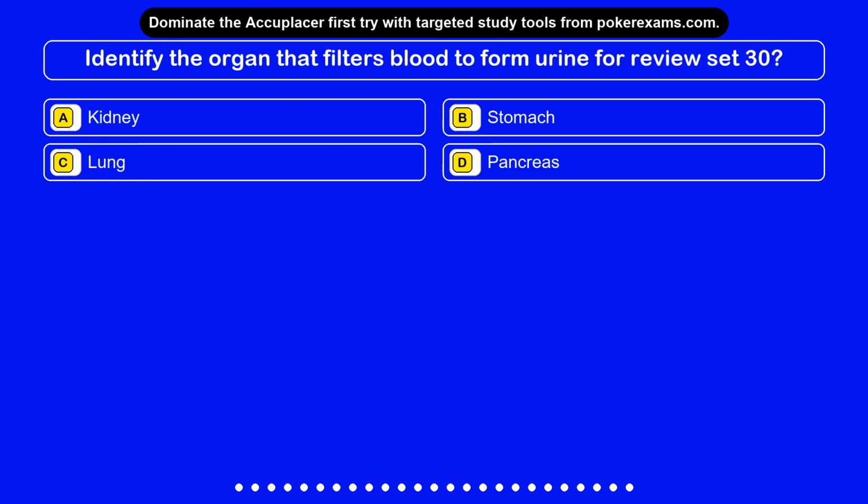Question 24. Identify the organ that filters blood to form urine for review set 30. Option A, kidney. Option B, stomach. Option C, the lung. Option D, pancreas.